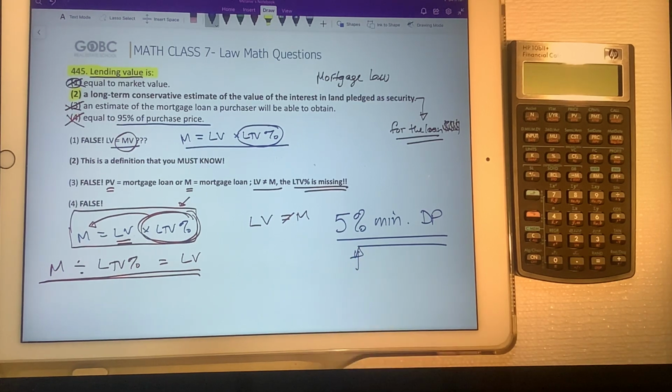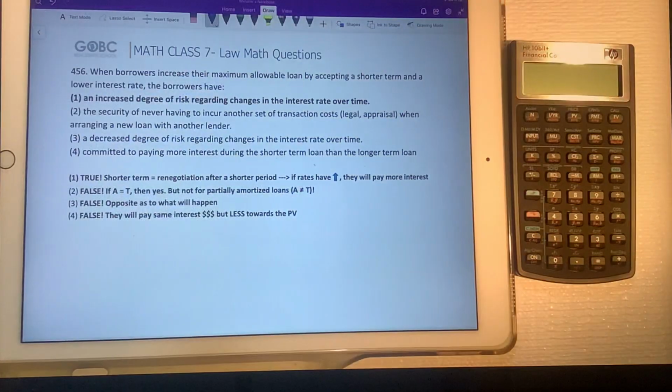Some people have much more than that 5% minimum. Some people might have 20% or 50% or 75%. It just depends on how much money they've saved and what they're purchasing, and maybe if they have equity in another property that they've been paying a mortgage on for a long time.